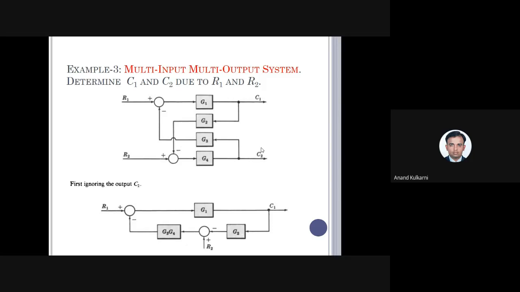Now see here, multiple inputs and multiple outputs. Remember, this kind of problem has never been discussed or asked. But even then, I thought I would discuss it, in case somebody is planning to do a master's in control engineering or some PG course, where some kind of problems might be there.